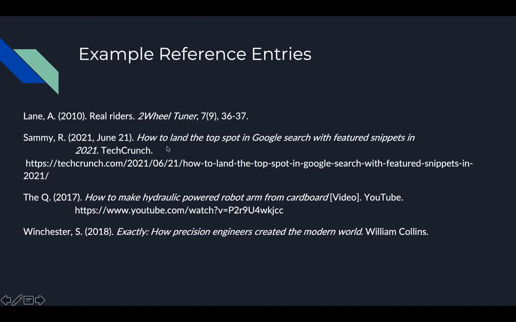All right, here's an article from a website, Sammy R, 2021, June 21. I will say I did make a mistake here. This should not be italicized. The title should be plain text, and TechCrunch should be italicized, because we just sort of treat it like it's the name of a magazine. So that's my bad. I screwed up. Okay, so how to land the top spot in Google search with featured snippets in 2021, TechCrunch, then the URL.